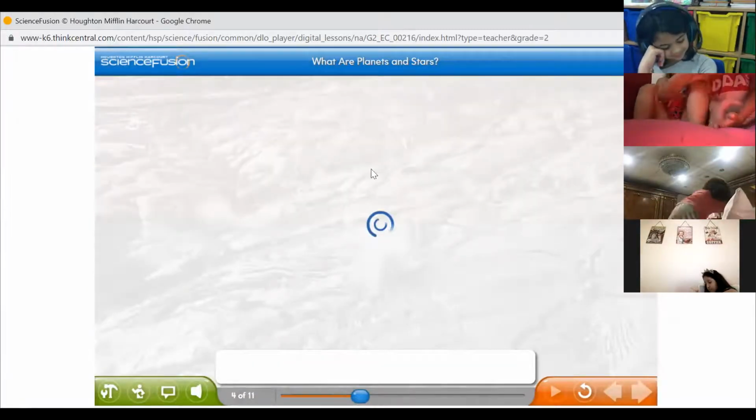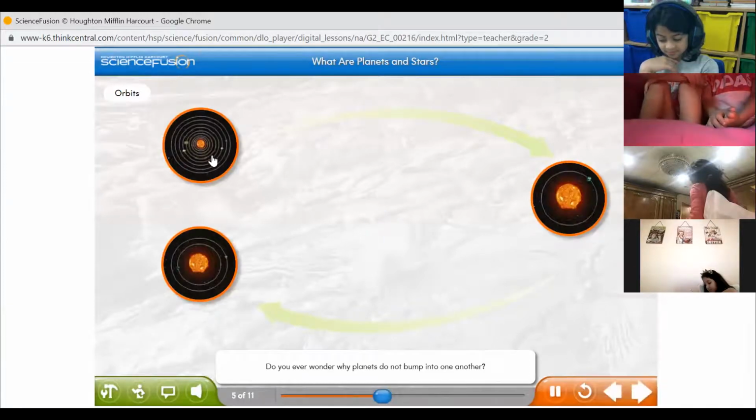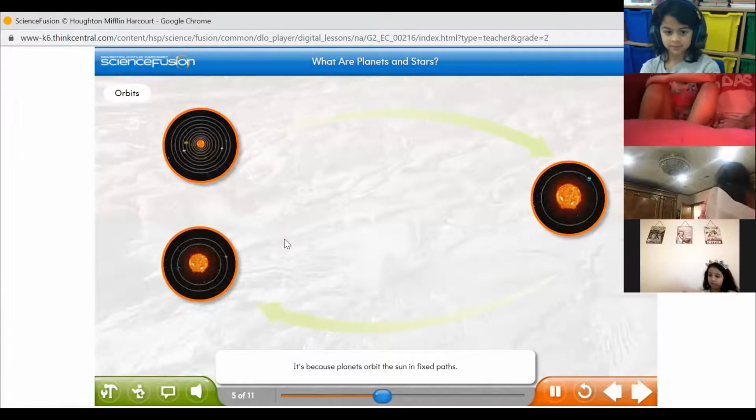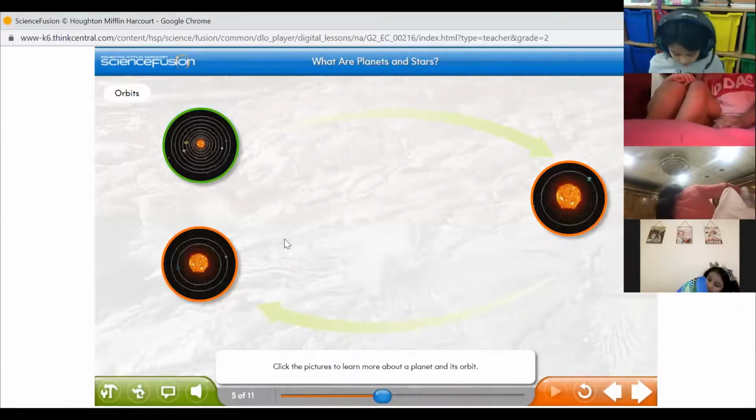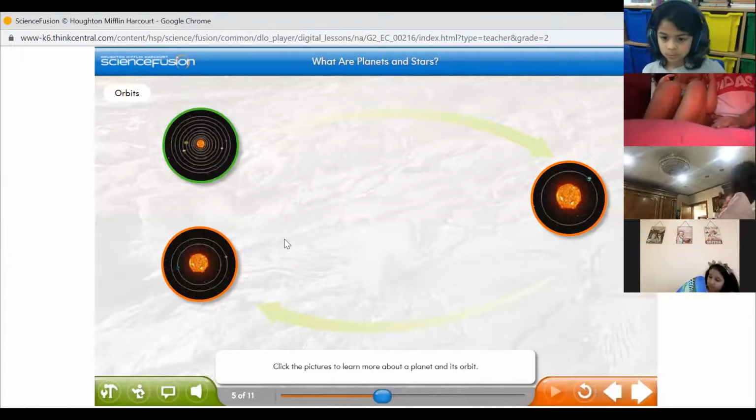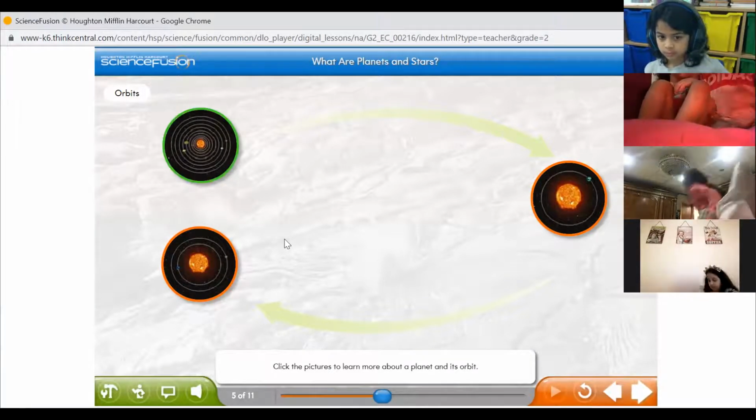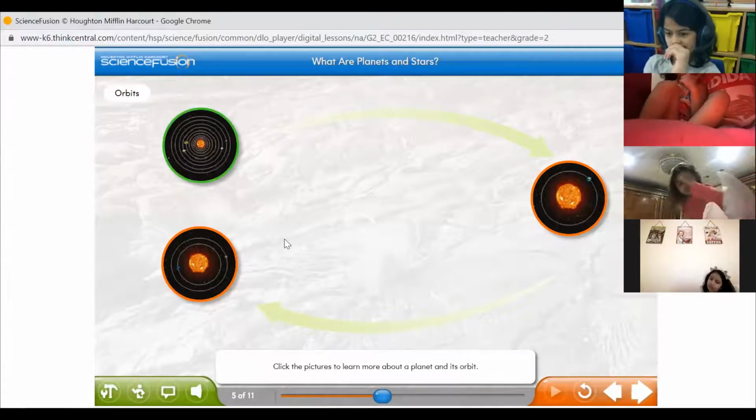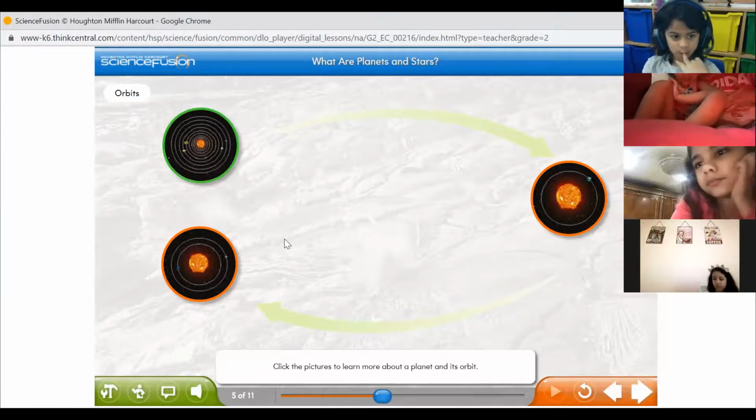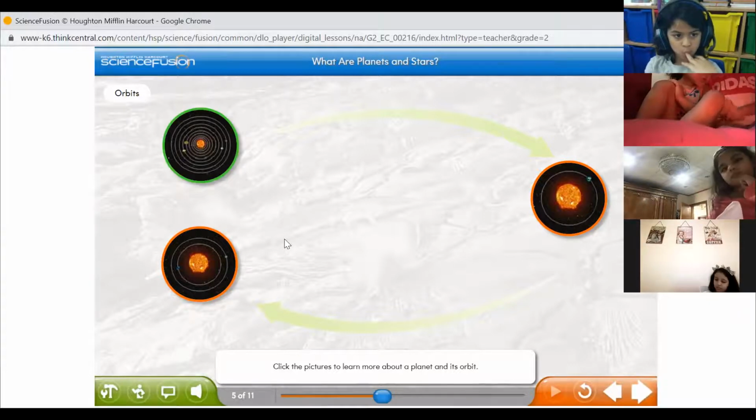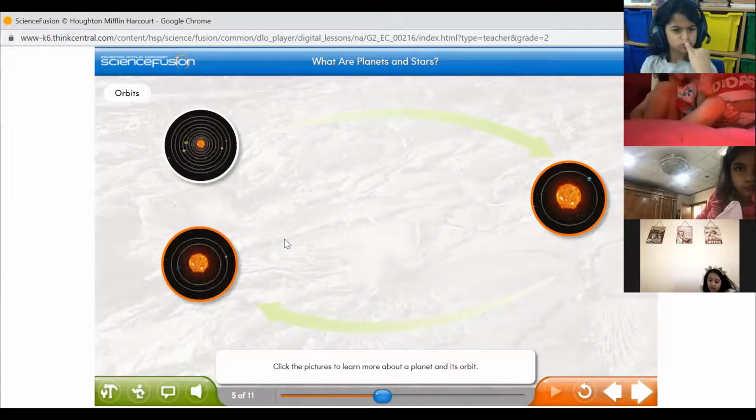Okay? Now let's take a look at this. Do you ever wonder why planets do not bump into one another? It's because planets orbit the sun in fixed paths. Click the pictures to learn more about a planet and its orbit. So, we have 8 planets and so many dwarf planets, all of them orbiting around the sun, but none of them bumping into each other. Why? Because they go in a fixed pathway. This fixed pathway makes them go each one on its own without touching, harming, or disturbing the others, so they don't bump into each other and there is no problem. Let's take a look at them.